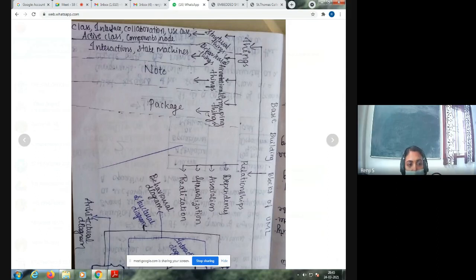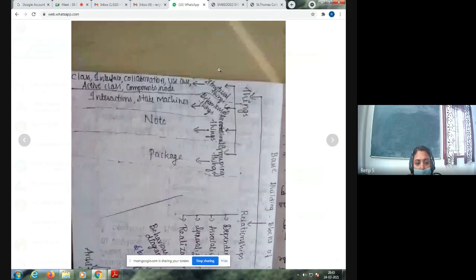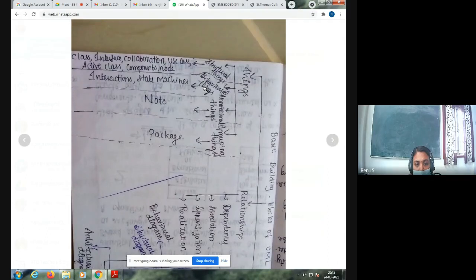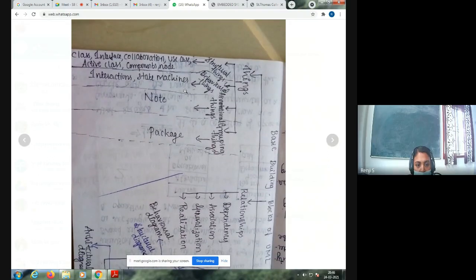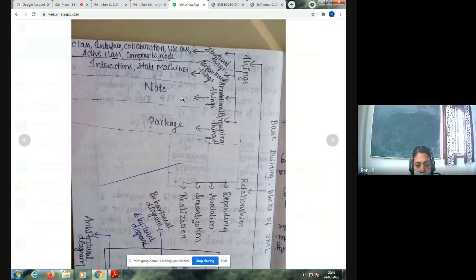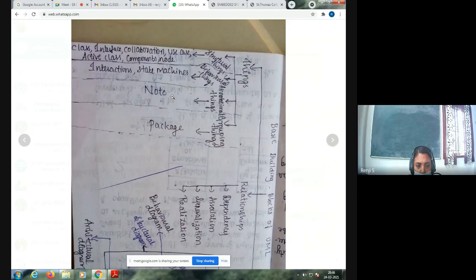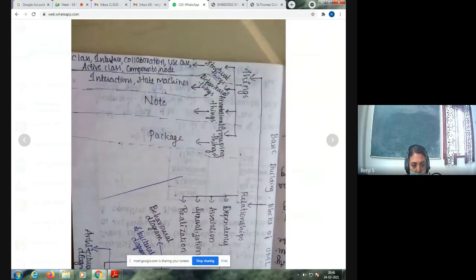Then other things include interfaces, collaboration, use case, active classes, components, and likewise, the behavioral things include interactions and state machines. State machines show the transition from one state to another. Interaction shows interaction between states, and so behavioral things can be classified into two types: interactions and state machines. Then annotational things: in UML, we just use one notation, and that is called the note.